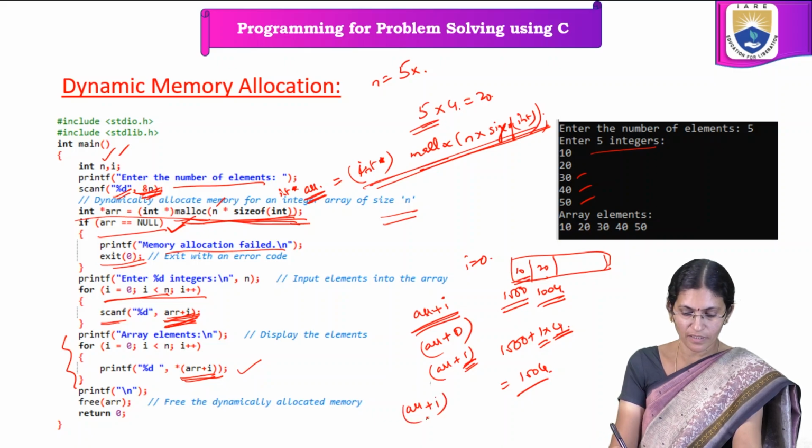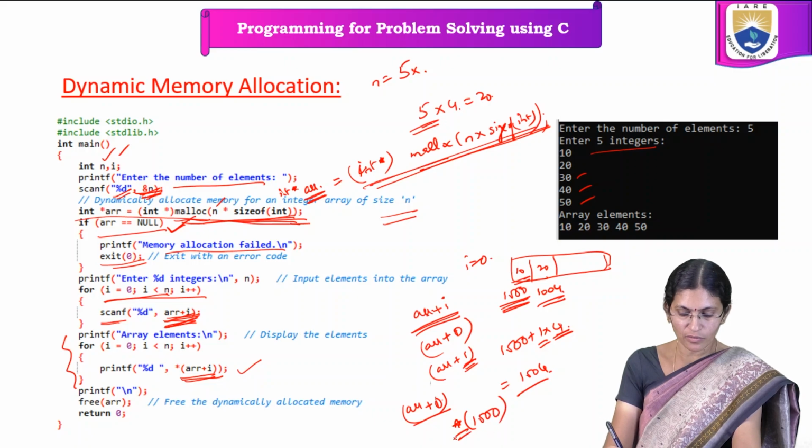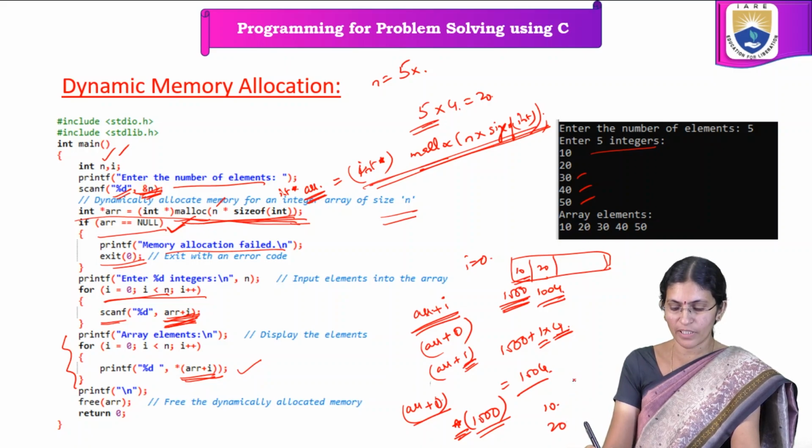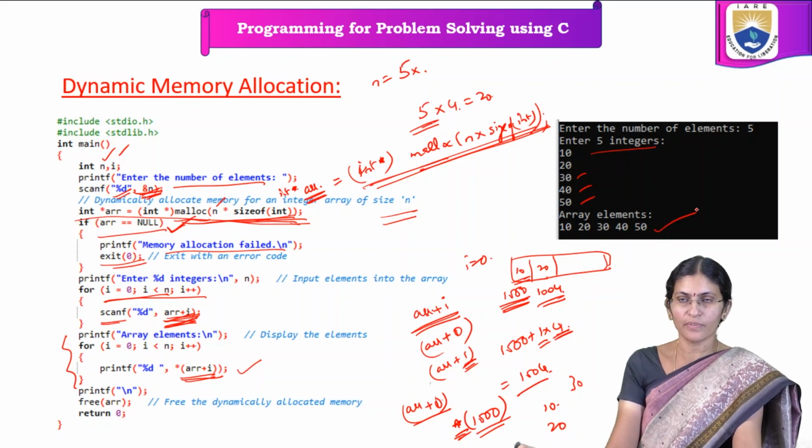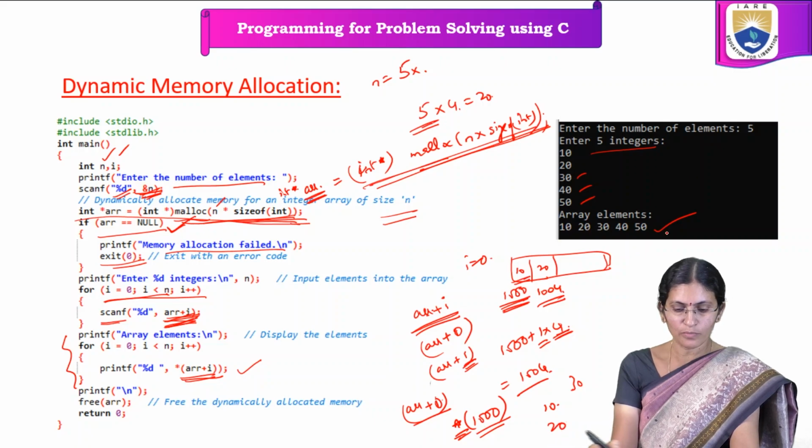ARR plus I means this address 0. At this particular address, what is the value that can be obtained by using the dereference operator? The value at this address is 10. So whatever values the user has given will be displayed on the screen. If 10, 20, 30 are the input, then this will be the output given on the screen: array elements. This is the output of this program.